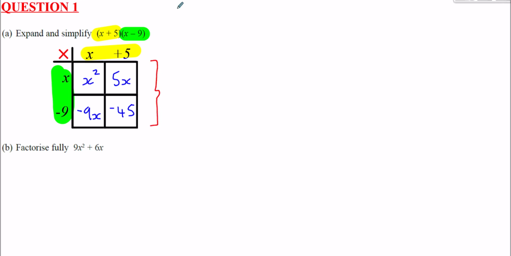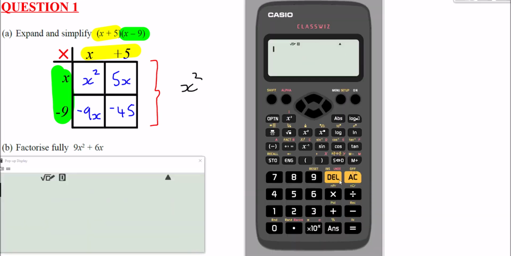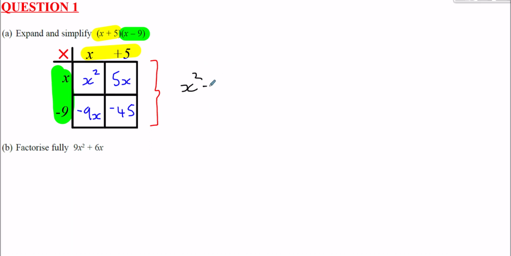You then need to simplify all this together. So we have 1x squared term. 5x take away 9x. If you're not sure, just use your calculator. You've got a calculator exam, so you may as well use it. 5x take away 9x is minus 4x, so you have minus 4x, and then of course minus 45. And that's our fully simplified answer.